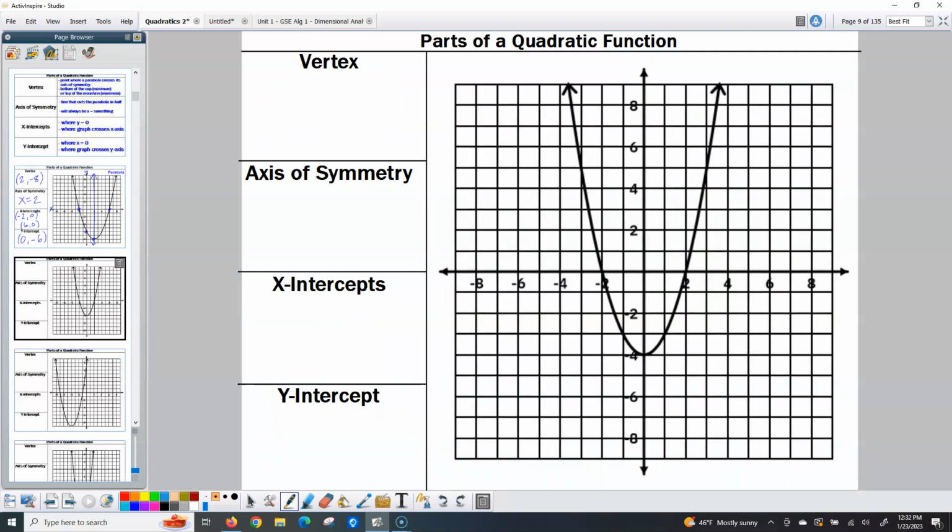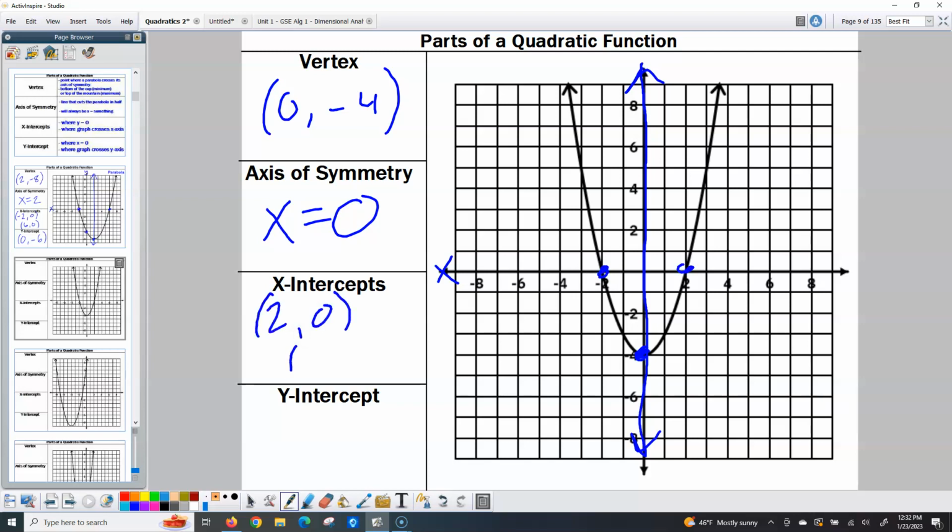Let's look at another one. Vertex on this one, bottom of the cup again. So you've got (0, -4). And the axis of symmetry goes right down the middle of it, cutting it in half, and this one's kind of a weird one. You're looking at the y-axis, but it's x equals something, so you would write that as x equals 0. The x-intercepts, where it crosses the x-axis right here and right here, would be (2, 0) and (-2, 0). And the y-intercept is conveniently the vertex down here. That would be at (0, -4).